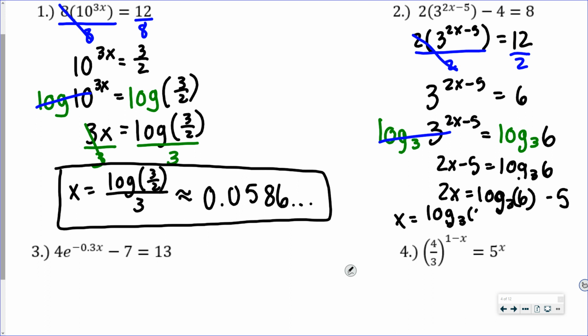Log base 3 of 6 minus 5 divided by 2, or times a half. Why is it minus 5? Plus 5. Sorry.